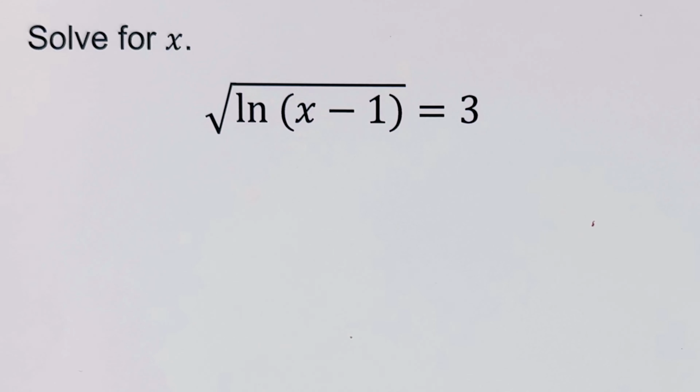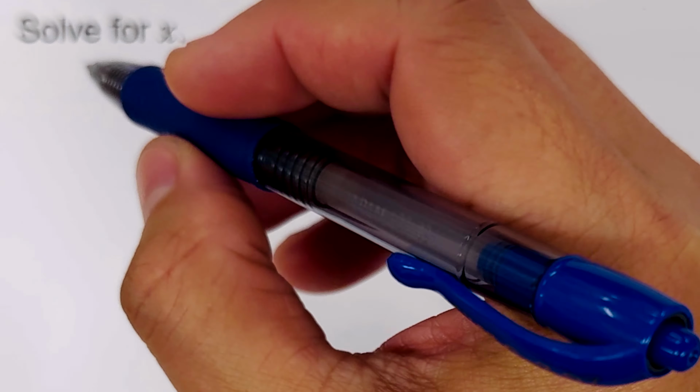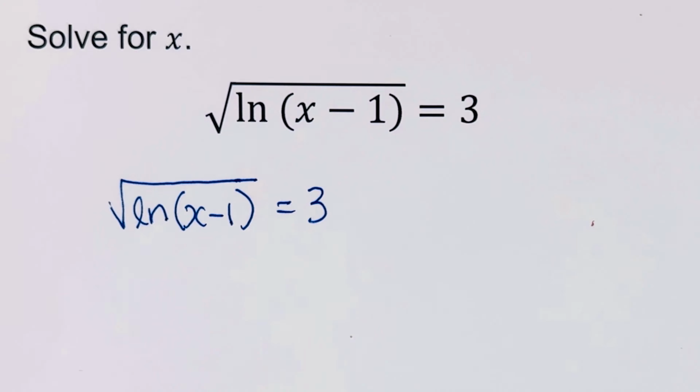Hello everyone, this video will show how to solve logarithmic equations involving radicals. Now let's go over this first example. I'm just going to go ahead and rewrite this equation down here so that we can get rid of the radical symbol, or the square root symbol, that we have right here. We're going to square both sides.